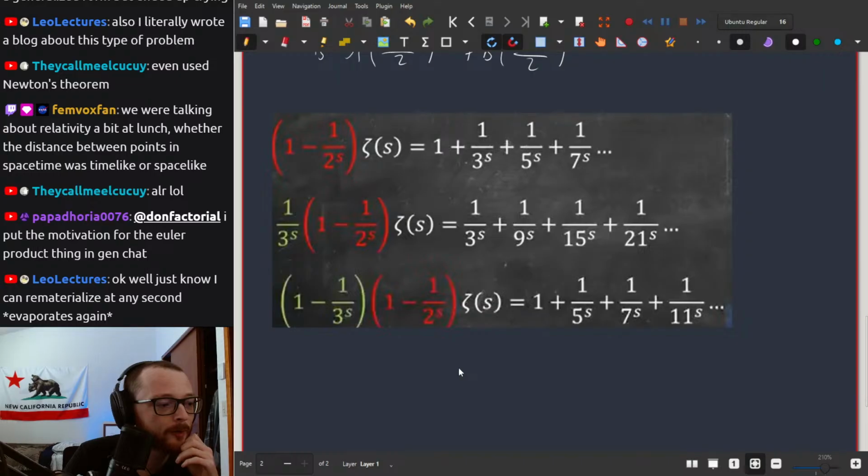The motivation for the Euler product thing in chat. Oh. Oh, that's how you get a sum of primes. Okay. I see it. Sounds good, Leo.